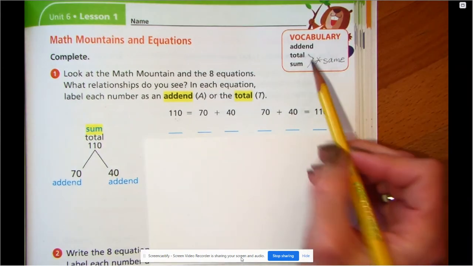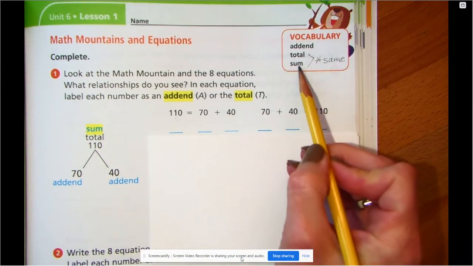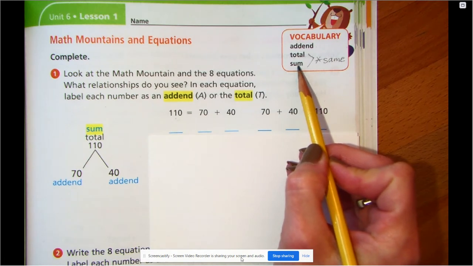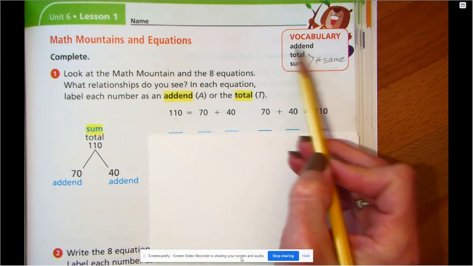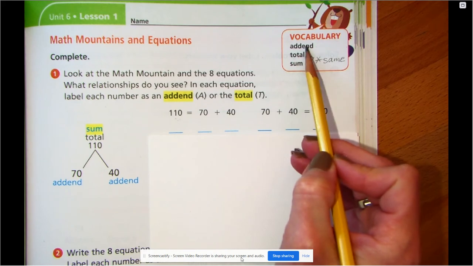So the total and the sum are the same thing, right? A sum is when we add numbers together, we get the sum. Like when we multiply numbers together, we get the product, right? When we add, it's called the sum. The numbers that we add together are called the addends.